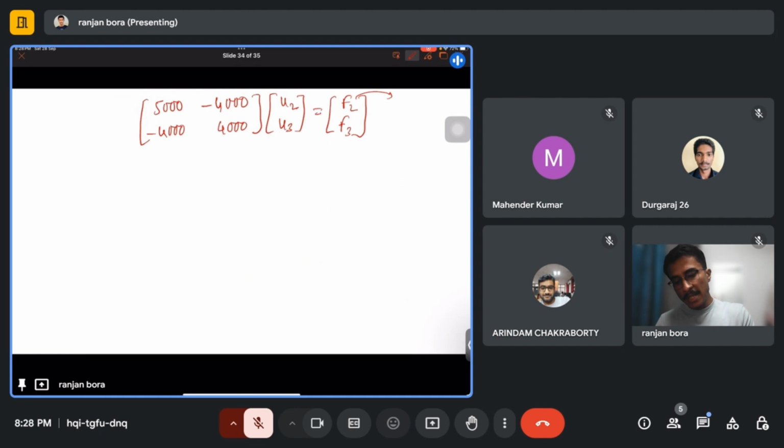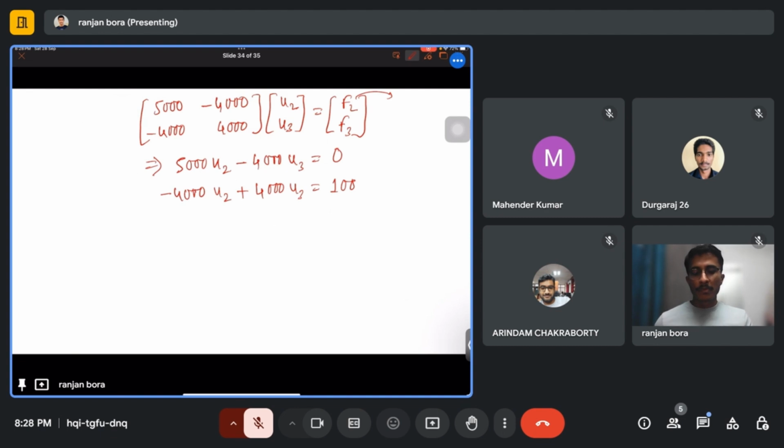If we simplify these equations, you will get 5000 U2 minus 4000 U3 equal to F2, which is 0, and one more: 4000 U2 plus 1000 U3 equal to F3, which is 100. Now if we solve these equations, we will find the values of U2 and U3.